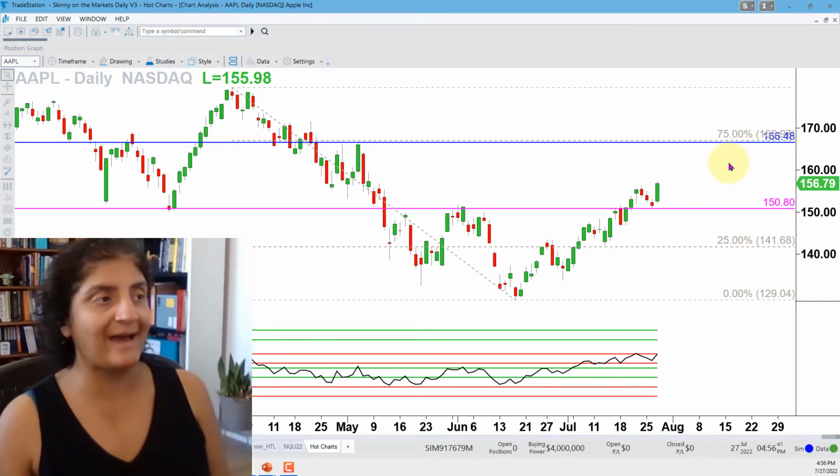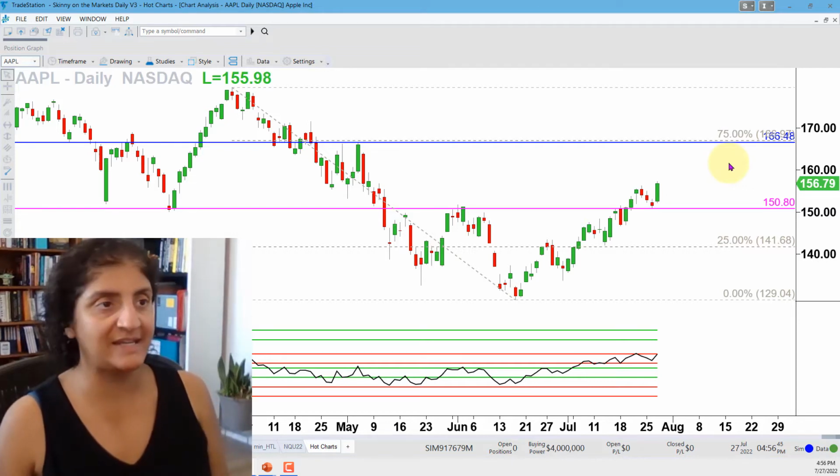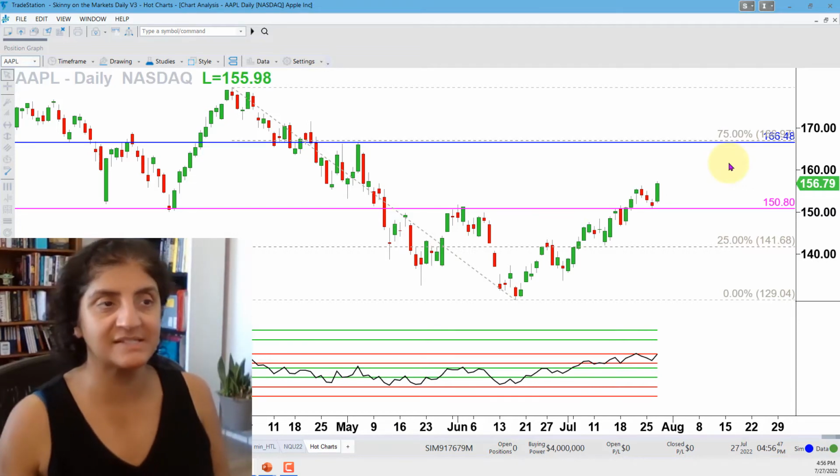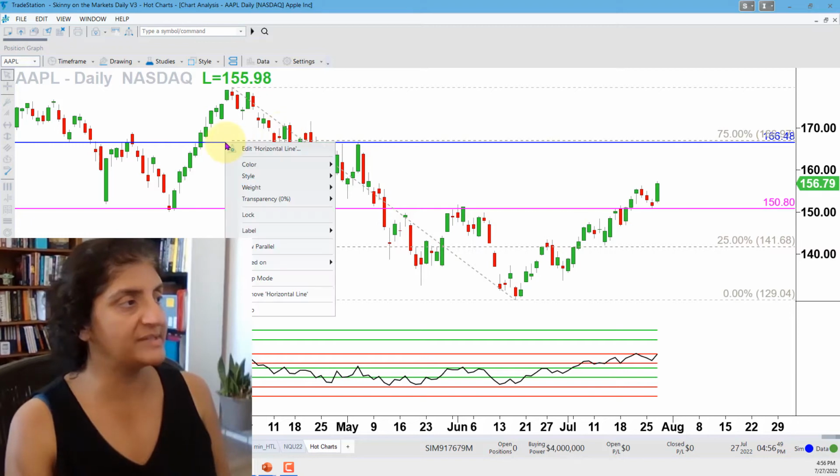Now, looking at the stock here, if it can stay above 150.80 and head higher, like I said, that 166.48 to 166.97 area would be the upside target.